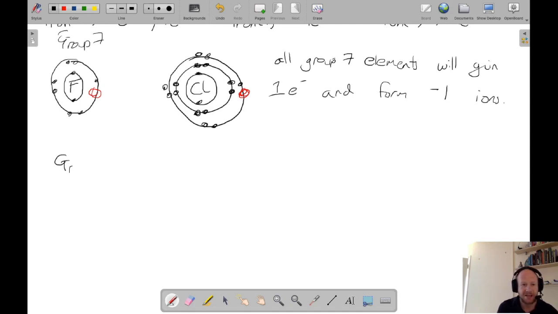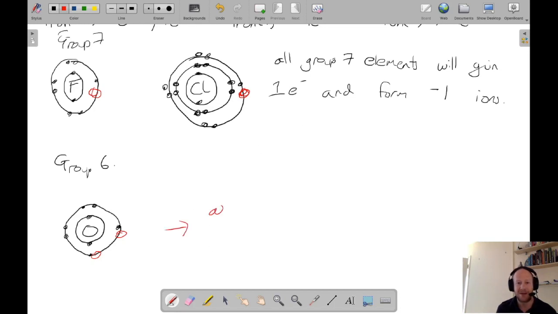Now for group 6, let's just do oxygen for this one because, again, I just can't be bothered to draw out more than one of these. Here we go. You'll notice that if it's in group 6, it's going to have 6 electrons on the outside shell. And we'll notice that we've got 2 electrons missing there. So that means that all group 6 elements will gain 2 electrons and form 2- ions.